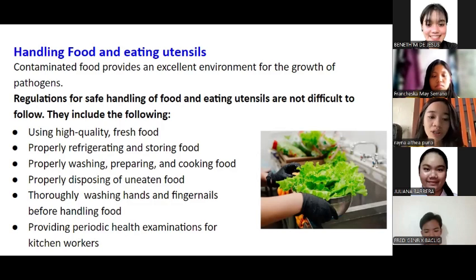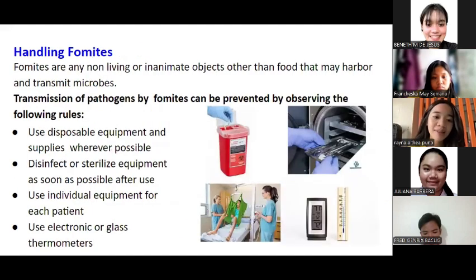Next is properly washing, preparing, and cooking food, properly disposing of uneaten food, thoroughly washing hands and fingernails before handling food. Why? Because cleaning your hands and nails before preparing or serving food is a simple step that can significantly reduce the risk of transferring germs. And providing periodic health examination for kitchen workers, because regular health checkups for those working in food preparation areas can help catch any potential health issues that could compromise food safety. So next slide.